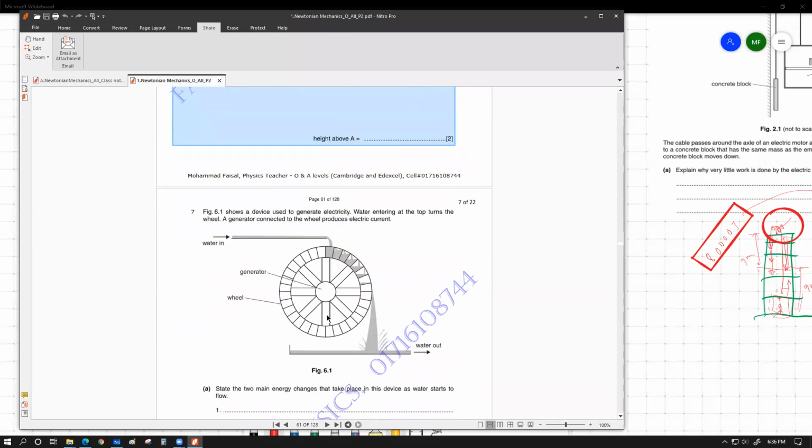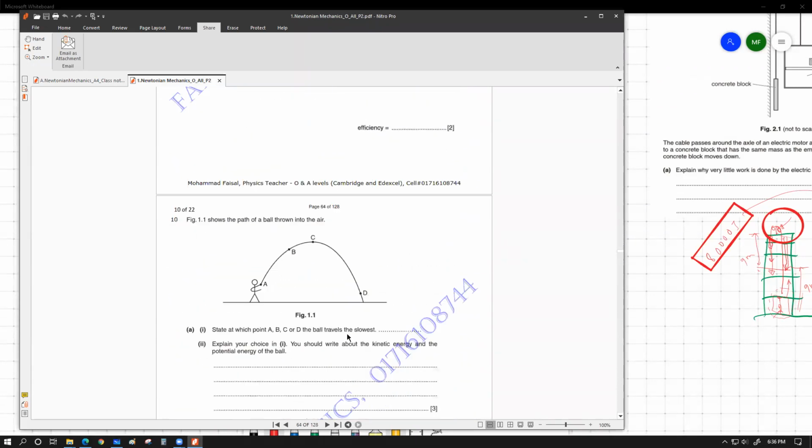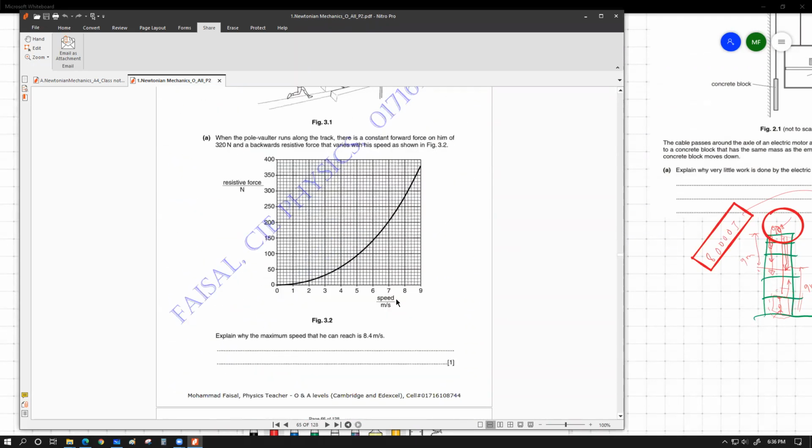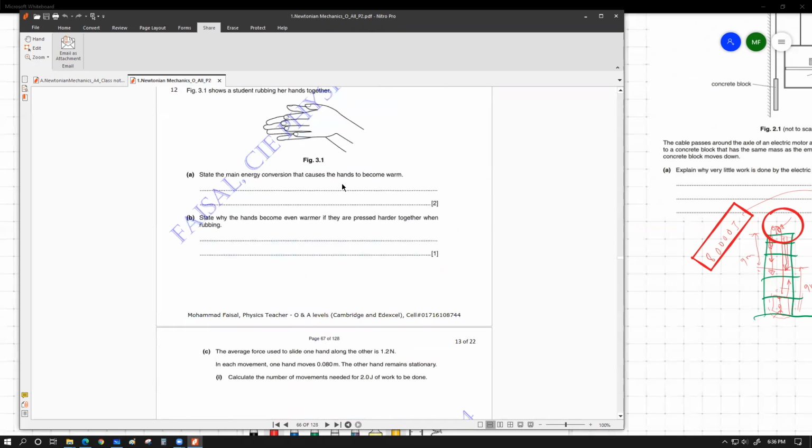Was there any other interesting question that I wanted to discuss from here? This is a very simple one. This is also a very simply doable one. Okay, this one. Here is one thing that I'd like to discuss. This is a pretty important question.